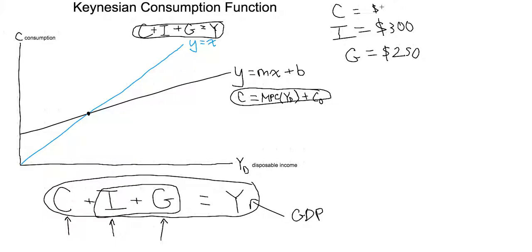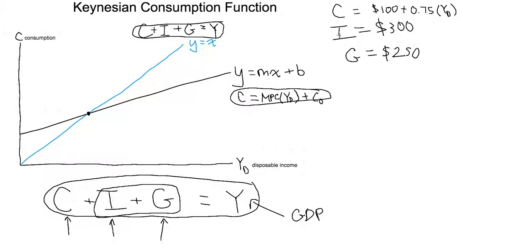And so typically it'll be something like, I don't know, let's say autonomous consumption is 100 billion and our marginal propensity to consume is 0.75, and then this Y disposable is still here.